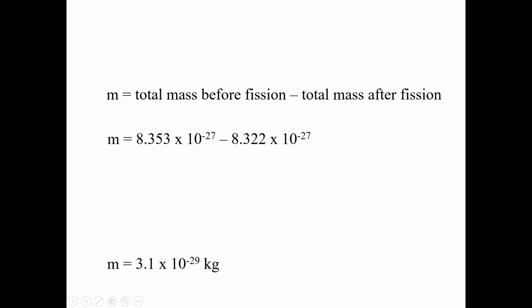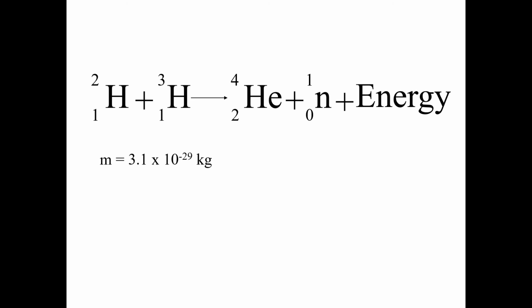So you get the mass difference. The mass difference comes out to be 3.1 × 10^-29 kg. This is the mass difference between the reactants and the product. So what do you do with the mass difference?